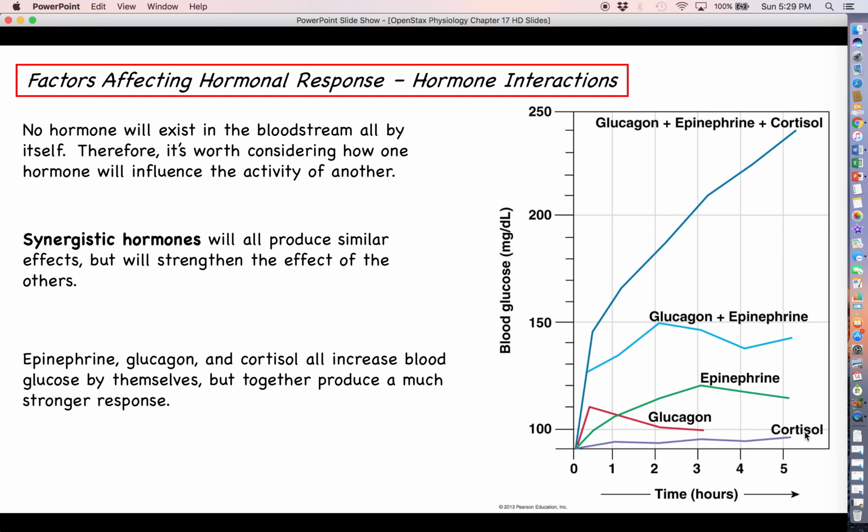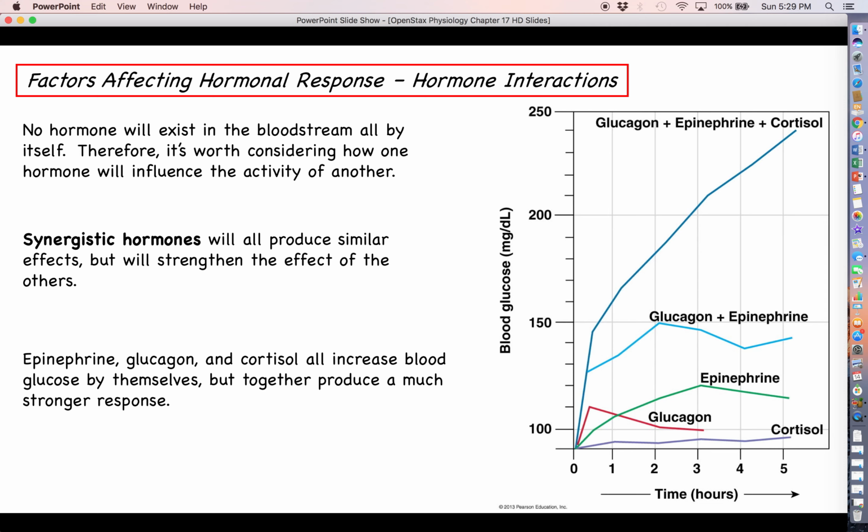So it's not that strong of an effect there. Epinephrine in the green graph has a slightly stronger effect, but it's still nothing too terribly impressive. But it is still raising the overall blood glucose levels. Same deal with glucagon. It raises the blood glucose very slightly. So all 3 of these hormones are producing the same effect, an increase in blood glucose.